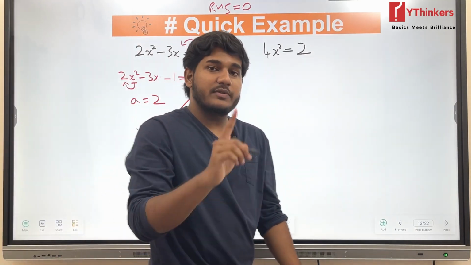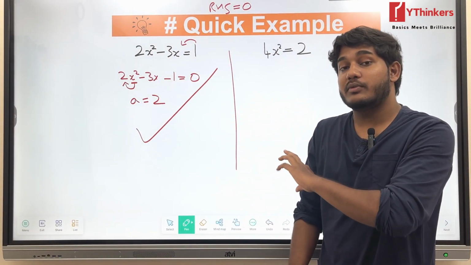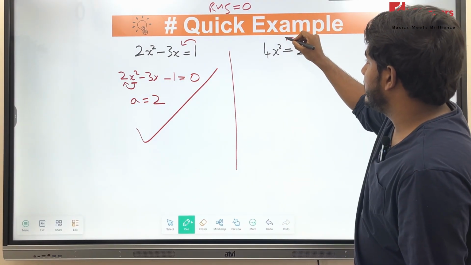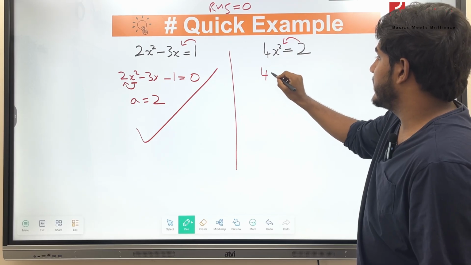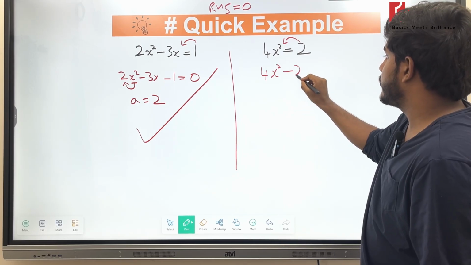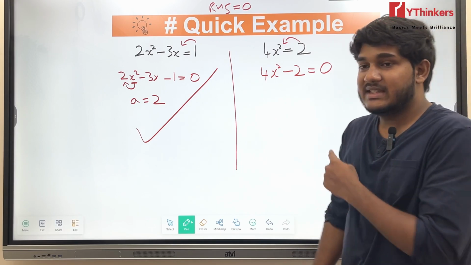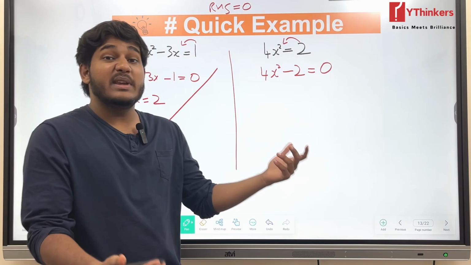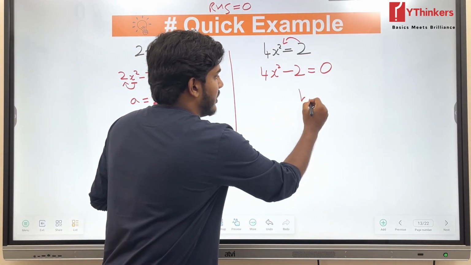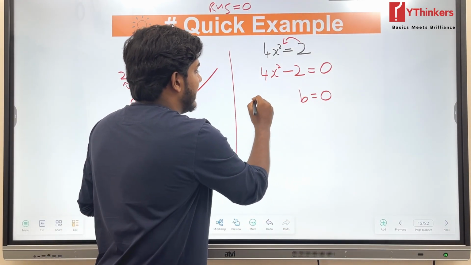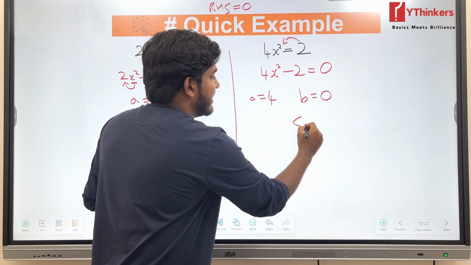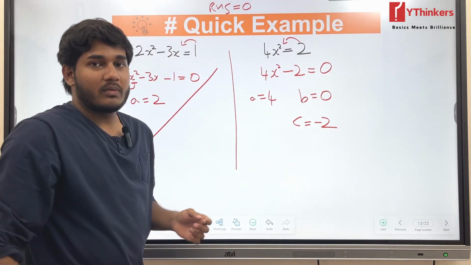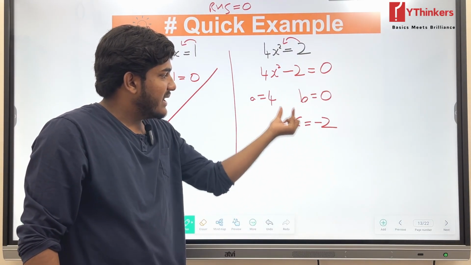Let's come here. What is the first thing I'll do? I'll try to convert it in the form of ax square plus bx plus c. So what is the only thing remaining here? I will send it to the other side. Can I write 4x square minus 2 is equal to 0? Is this of the format ax square plus bx plus c? Yes, it is. लेकिन इधर b है ही नहीं, तो b is 0. What is a? a is 4. What is c? c is 2. No, it is minus 2. So c is minus 2, correct?